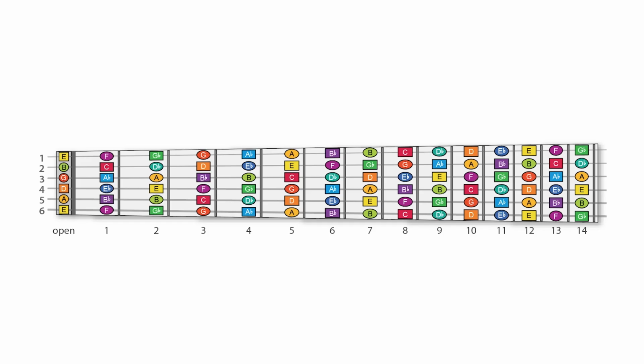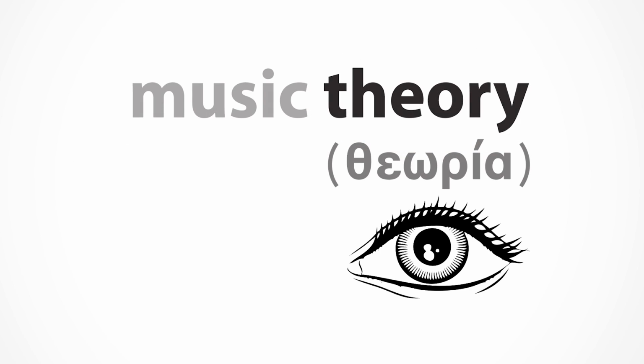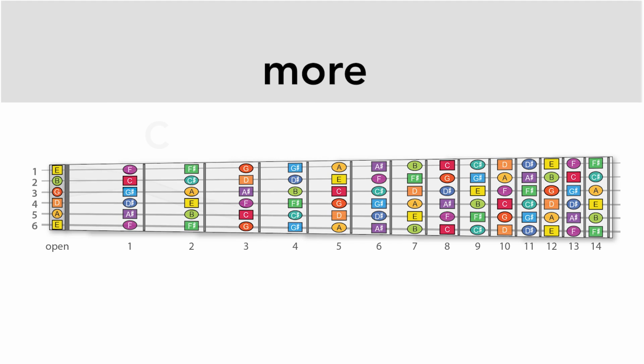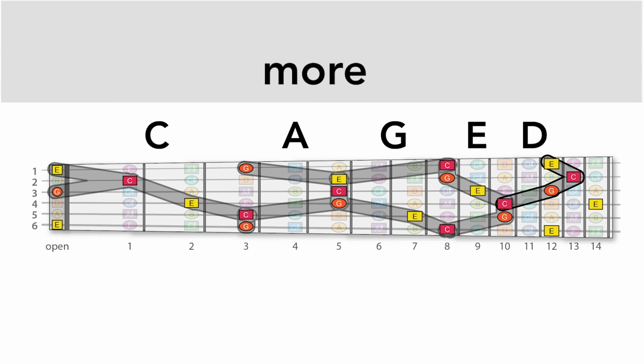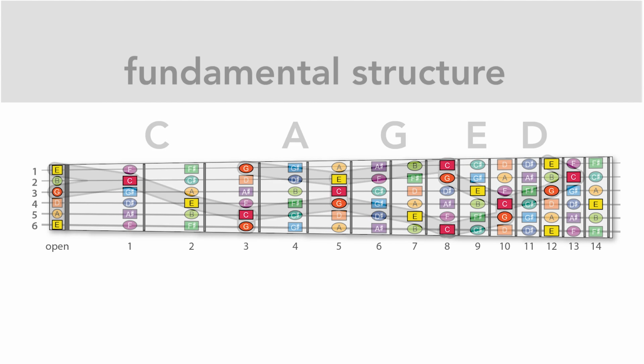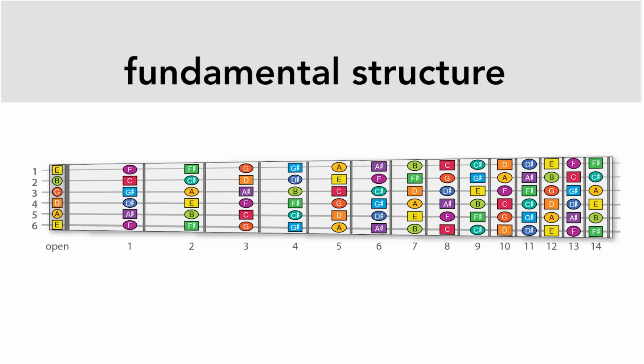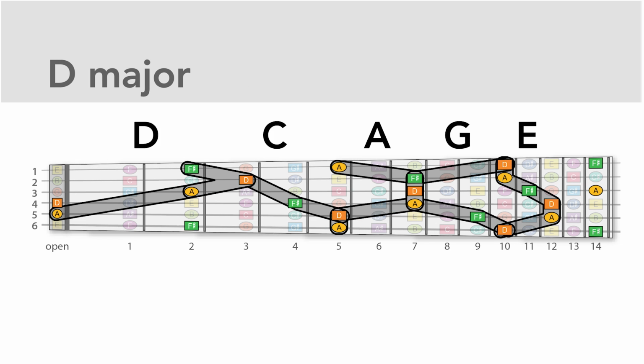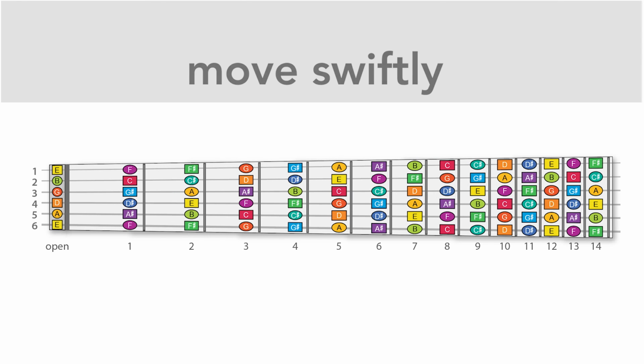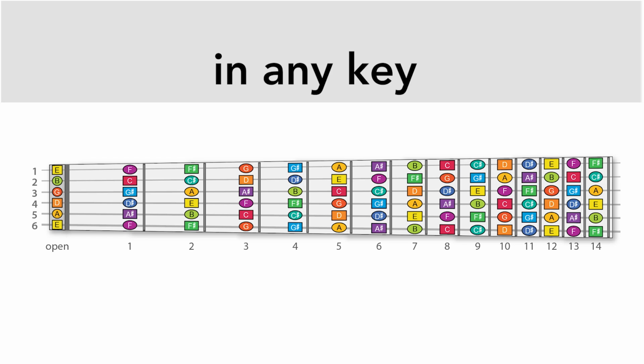And since all keys follow the same patterns, these relationships between chords, how they all form a CAGED sequence up the fretboard, is consistent in every key. So once you know how it works in one key, you've already learned it for all of the other keys. This is music theory by definition, to see sound. And now you can see that there's more to the CAGED chord pattern than just memorizing chord shapes. It reveals the fundamental structure of notes on the guitar, how the notes are laid out in relation to one another, and how they allow you to move swiftly between the chords in any key in music.